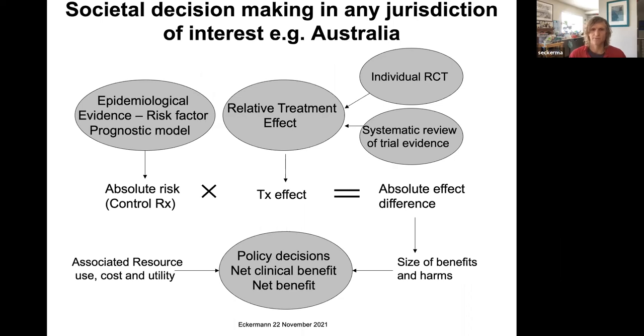And you've got a relative treatment effect, which is being modified. You're modifying a baseline risk to get some estimate of absolute effect difference. And we do that for both the effects, and there may be multiple effects, and typically some primary effects, secondary effects, side effects, et cetera, but also for resource use and cost. And the effects we trade off to get to notions of net clinical benefit. And then that is extended to notions of net benefit by also allowing for the resource use and cost.